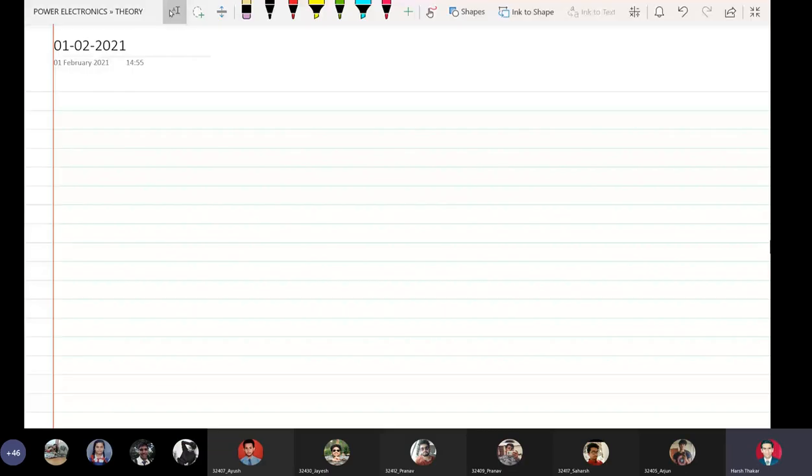Okay, so finally we have reached a point where we can actually commence the syllabus. So we start with detailed study of silicon control rectifier. Unit number 1, power devices.